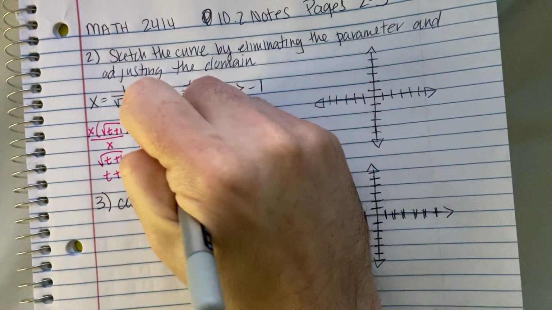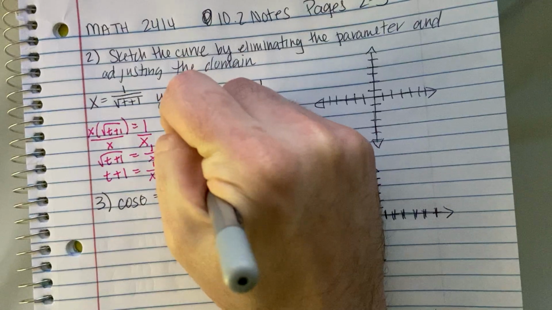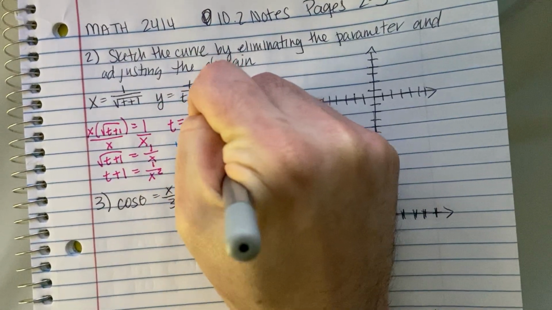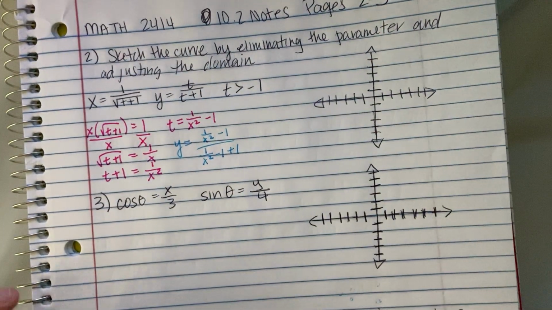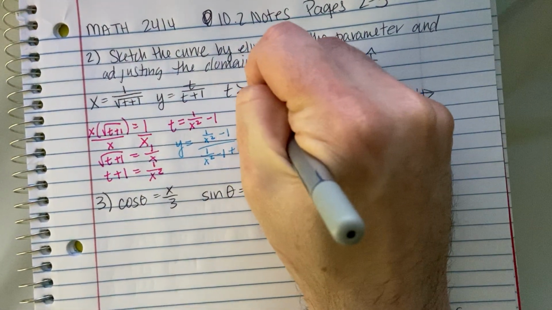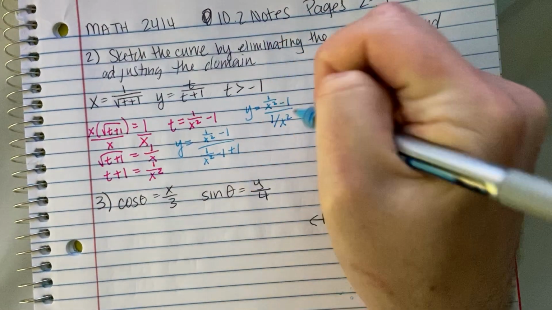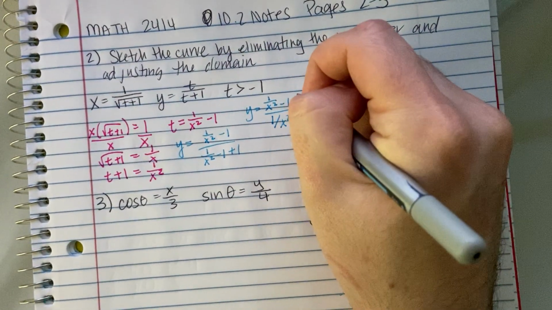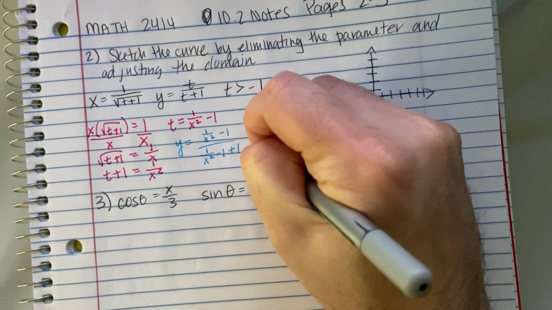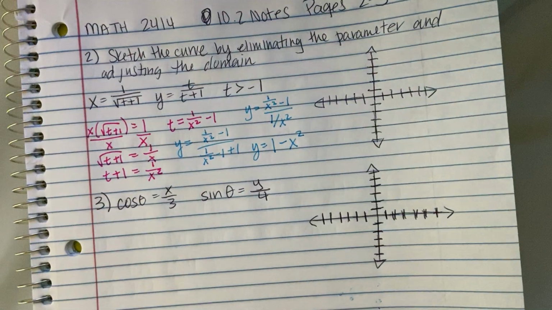So y equals (1 over x squared minus 1) over (1 over x squared minus 1 plus 1). And in that denominator, the minus 1 and the plus 1 will cancel, so I get y equals (1 over x squared minus 1) over (1 over x squared). If I just treat this as multiplication, it'll move up to the numerator. That'll be x squared over x squared, which is 1, minus x squared.